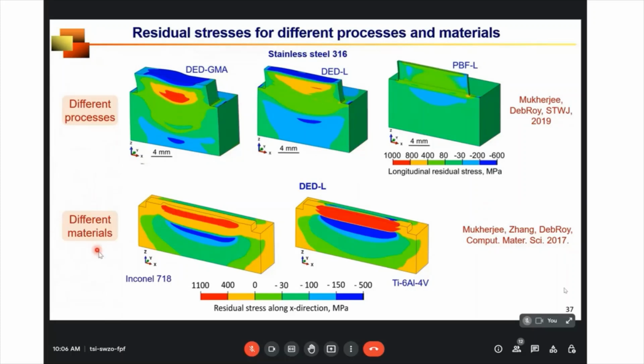But if we change the material for the same process, let's say laser assisted directed energy deposition, you can see titanium alloy accumulates more residual stress because it has higher yield strength compared to nickel alloy. So not only can it compare the susceptibility of stress accumulation for different processes for the same alloy, but also for the same process, it can compare different alloys. So once again, it can tell you that this kind of calculation can help us to evaluate the printability of different alloys.